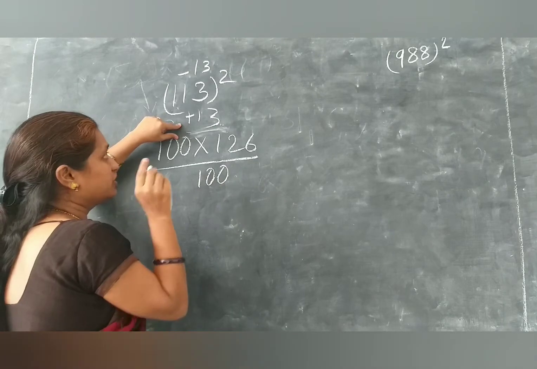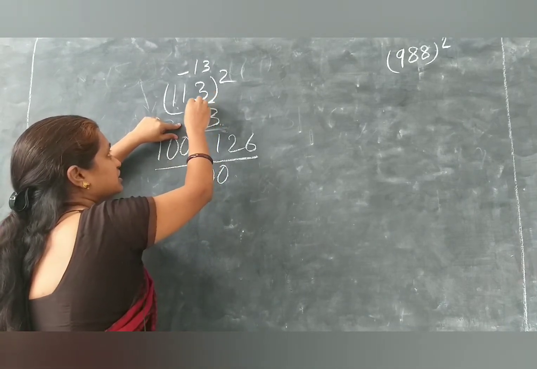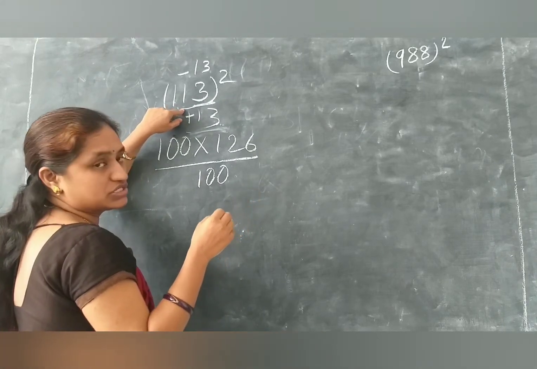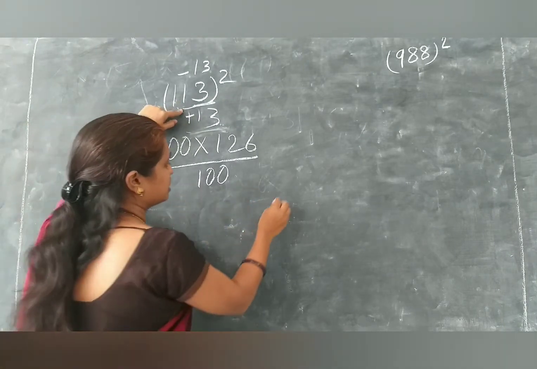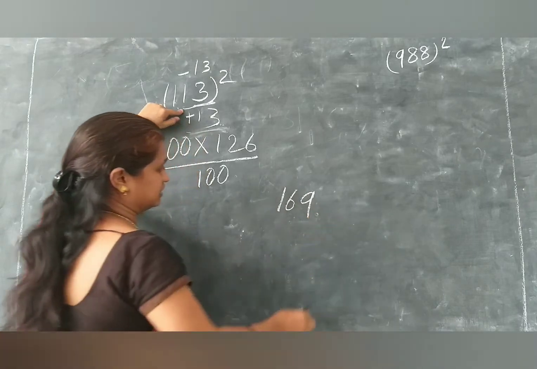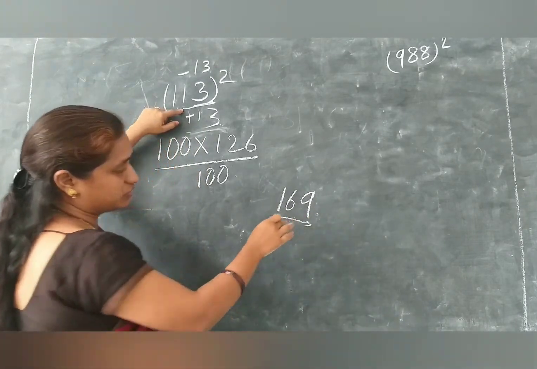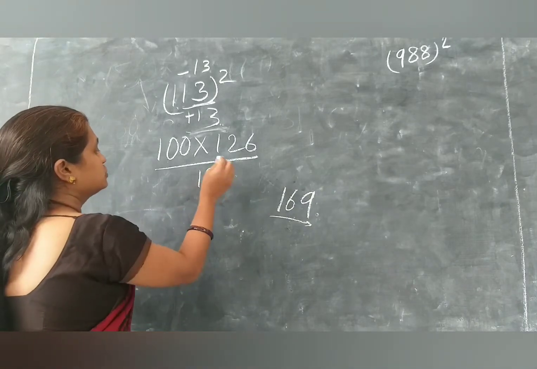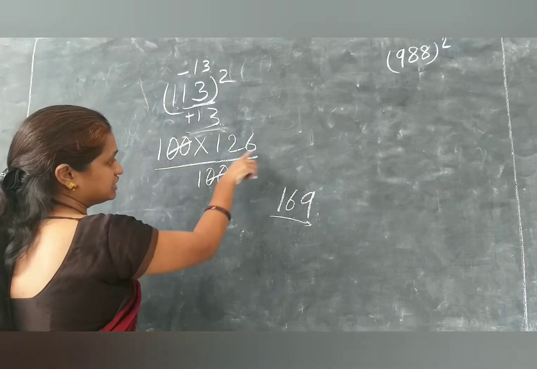Okay, then what should I do? I have to square the first 2 digits. I have to find out the square of first 2 digits. Okay, 13 square, that is 169. So keep it like this here. First keep this aside and let's do what I am going to do here. So 200s gets cancelled, 126.